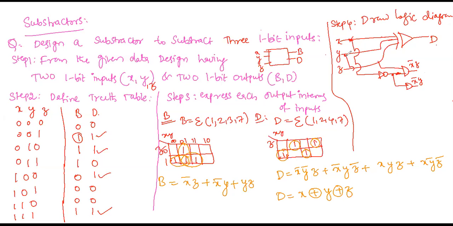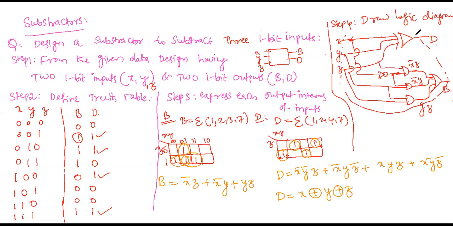Take the Y from here. Next, YZ. This is Y. This is Z. These 3 are added, which is nothing but plus. The plus symbol indicates an OR gate. This is the borrow output. So this is the internal diagram of the 3 1-bit input subtractor. It is known as the full subtractor.